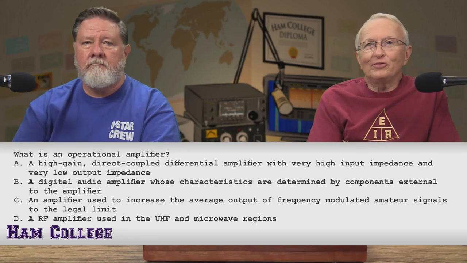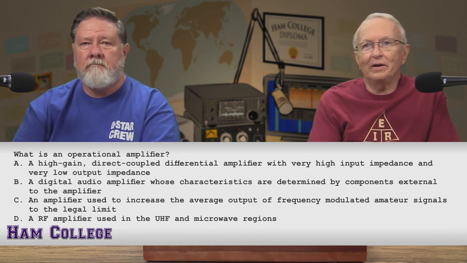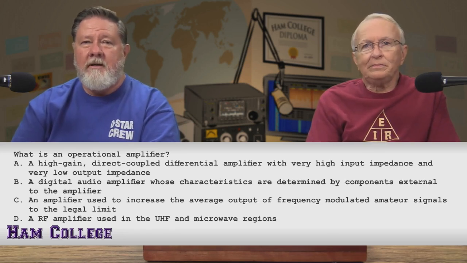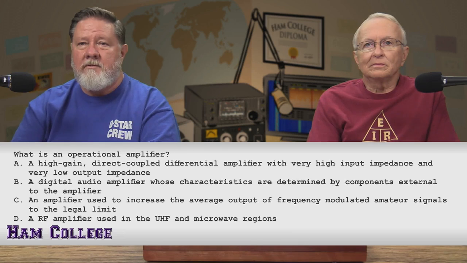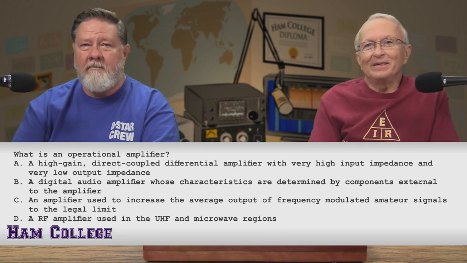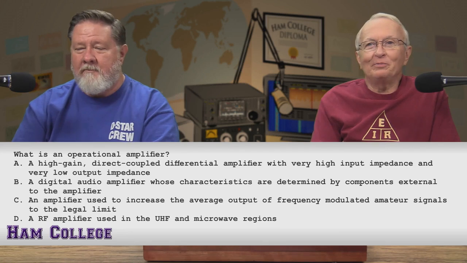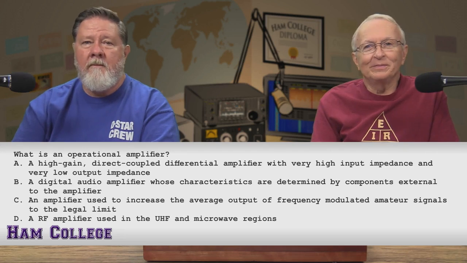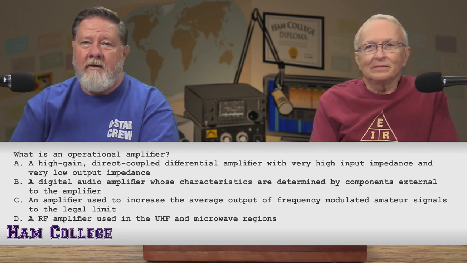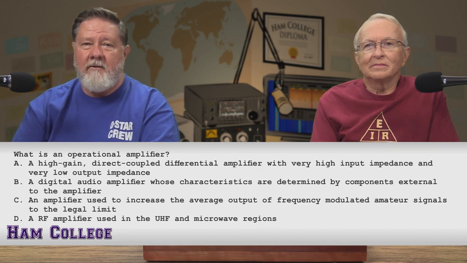What is an operational amplifier? A, a high-gain direct-coupled differential amplifier with very high input impedance and very low output impedance. B, a digital audio amplifier whose characteristics are determined by components external to the amplifier. C, an amplifier used to increase the average output of frequency-modulated amateur signals to the legal limit. Or D, an RF amplifier used in the UHF and microwave regions. So I'm going to go ahead and say it's not D. I know enough about it to know that's not it.